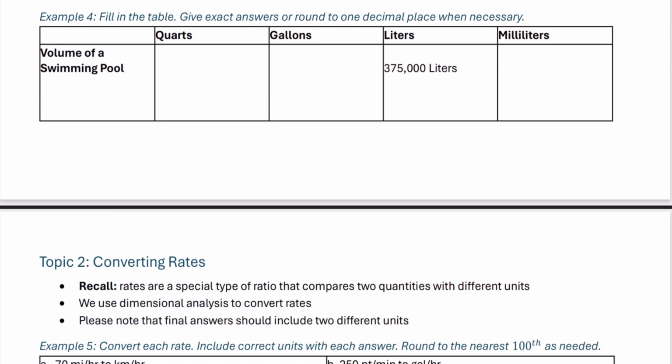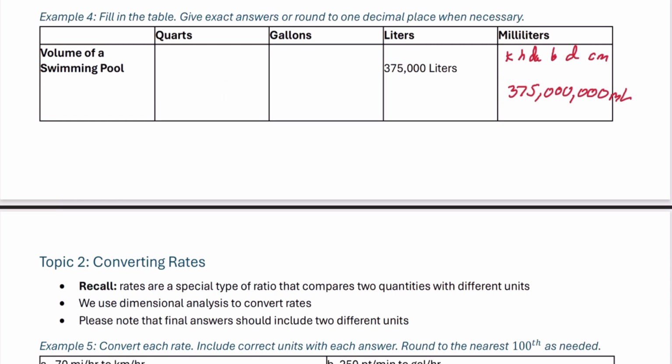And in example 4, we're starting with 375,000 liters. Since we're in the metric system to begin with, let's start by converting to milliliters. We can just move the decimal. We have the basic unit liter, and we're moving to milliliters, which means we're moving 1, 2, 3 times to the right. That will give us 375 million. And that is milliliters.